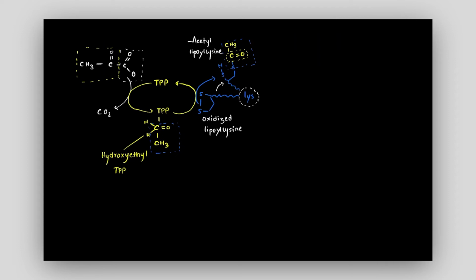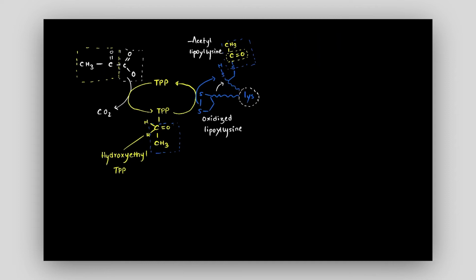So actually I'm drawing this lysine in the middle just to indicate that this lysine is getting converted into this. So there is only one lysine which is getting converted, not two lysines. Since I've drawn two side chains, it does not mean that there are two lysines. There is only one lysine which is getting converted. So now we have the acetyl form of the lipoyl lysine.